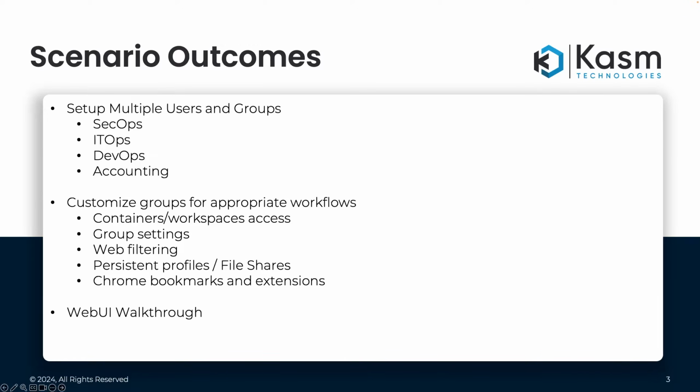Through the configuration and build out of this environment, we will cover various functionality and best practices as we step through containers and workspace access, group settings, web filtering, persistent profiles and file shares, Chrome bookmarks and extensions. And what we'll be showing along the way is us starting from a wide open configuration to a more targeted and restricted access. We'll be picking on our accounting user, Brian, as we go through and lock the account and group access down throughout the presentation.